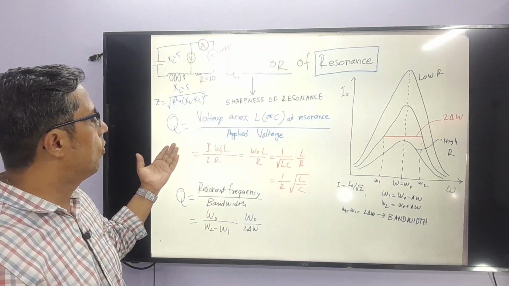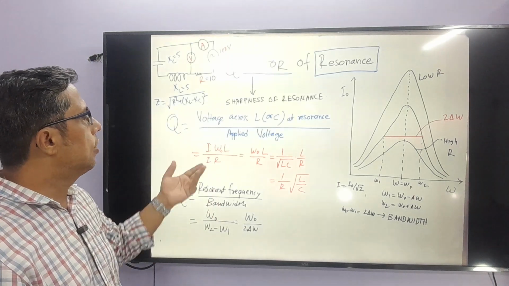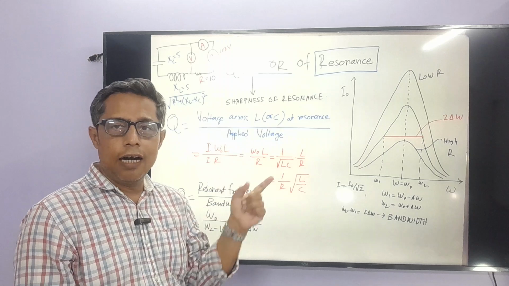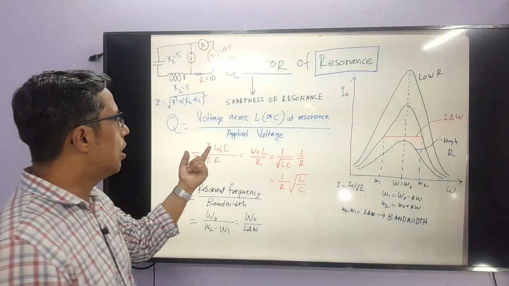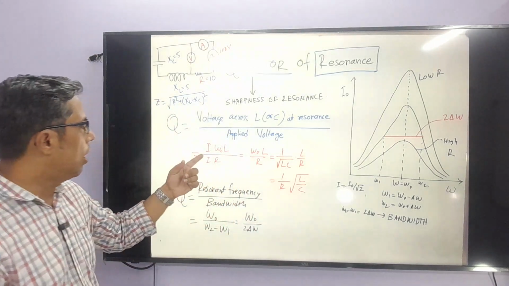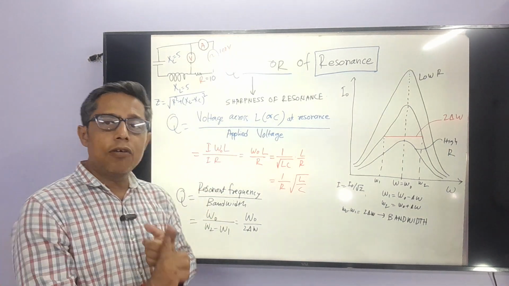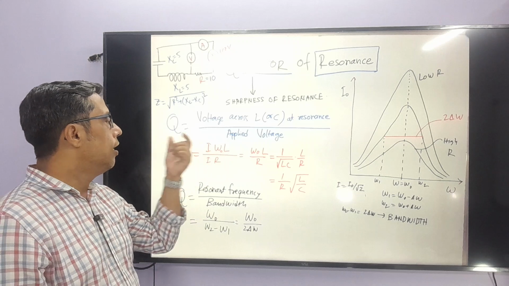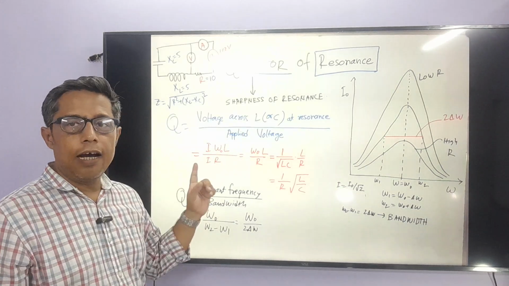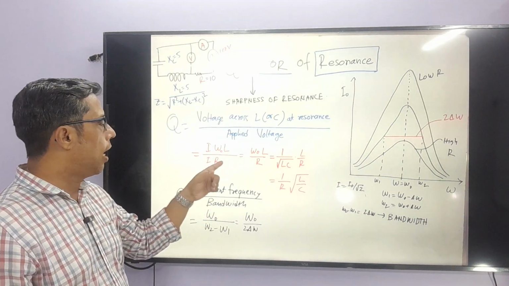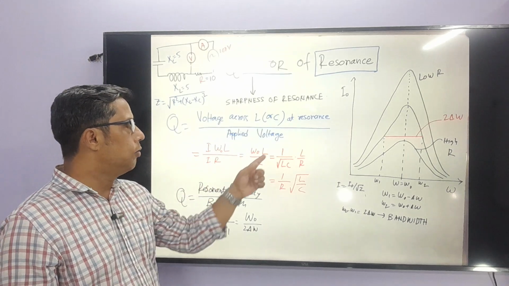The Q factor is a quantity which is the ratio between the voltage across the inductor or the capacitor divided by the applied voltage. So here, I0 ω0L, where ω0 is the resonating frequency, ω0L is the inductive reactance, and I is the main current, divided by I0R. So it becomes ω0L by R.